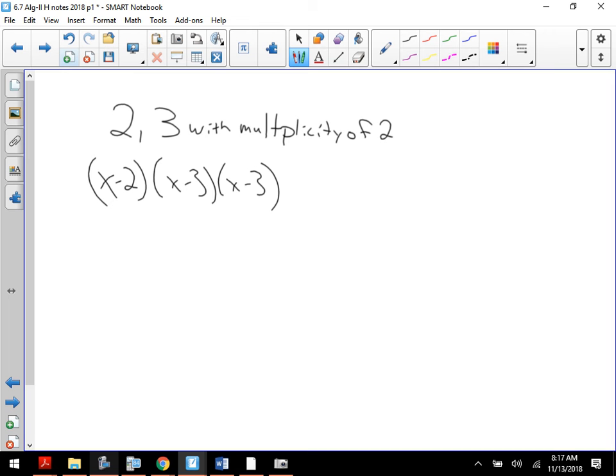Same term twice. It has to be that, which means it's the same zero multiple times. That's what that means. Because if it was x plus 3 and x minus 3, those are two different zeros. Those wouldn't have multiplicity. It has to be the same number. Does that make sense?